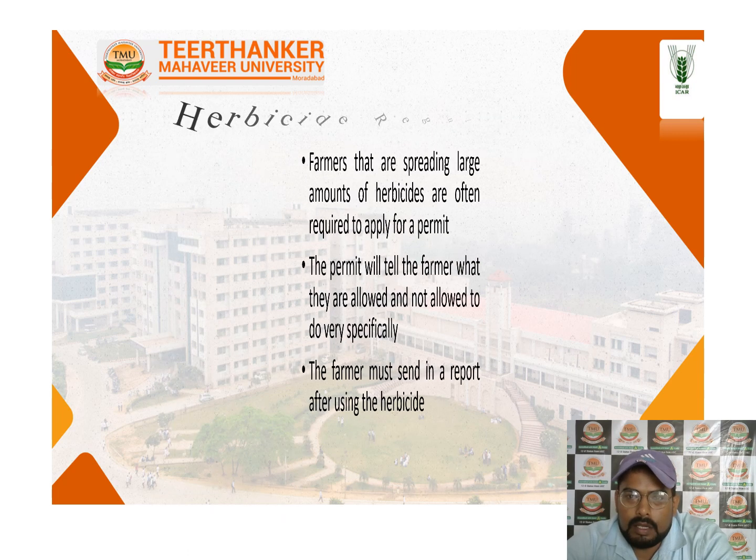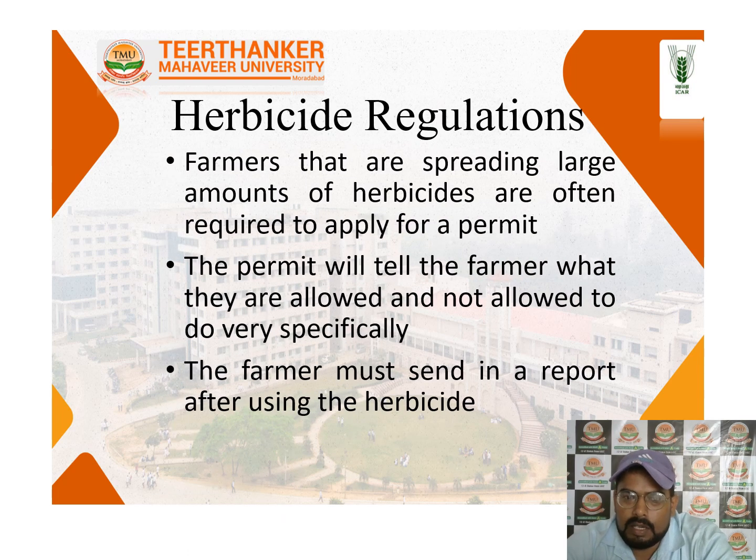And the next one is herbicide regulation. Some herbicides come with rules and regulations. Farmers spreading a large amount of herbicide often require a permit before application. Second, the permit will specify what the farmer is allowed and not allowed to do, and control erosion. The farmer must send a report for using the herbicide, and the herbicide applications are controlled and a lower concentration of herbicide will be used.